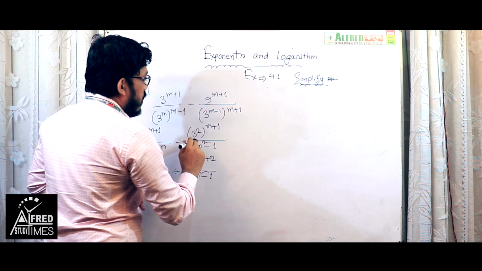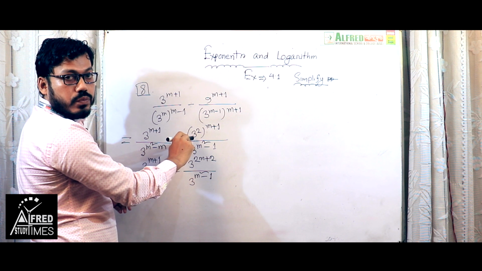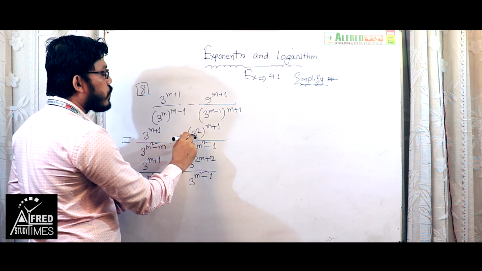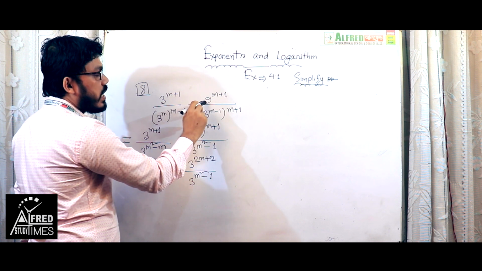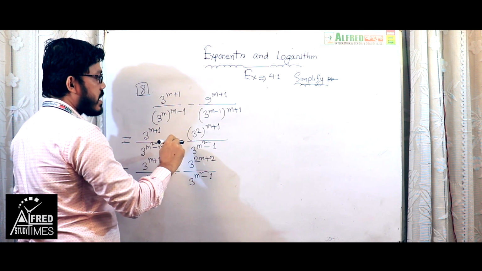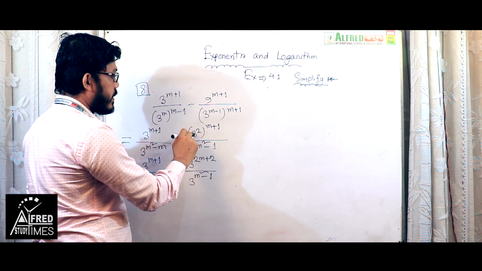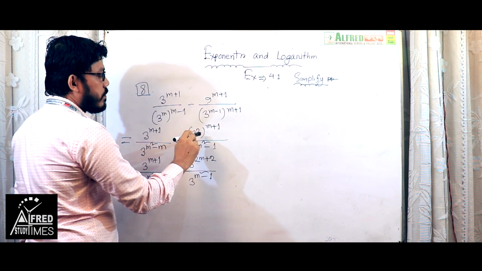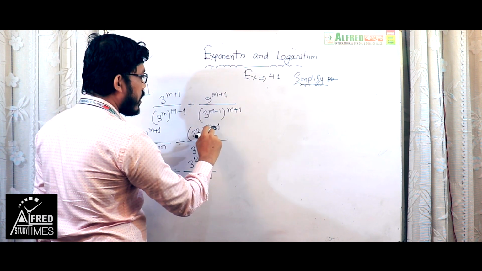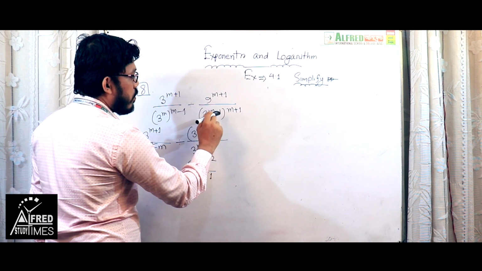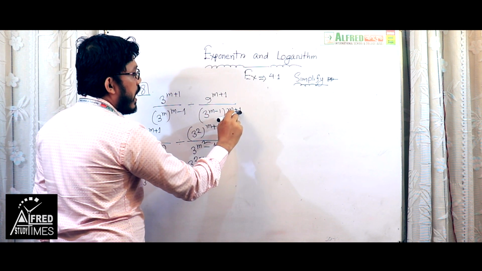Next, we can express 9 as 3 square, because if you multiply 3 two times, you will get 9. 3 and 3 make 9. So that's why we can express 9 as 3 square, and we have to keep m plus 1 in its position as power. At denominator part of second fraction, we can multiply m minus 1 and m plus 1.